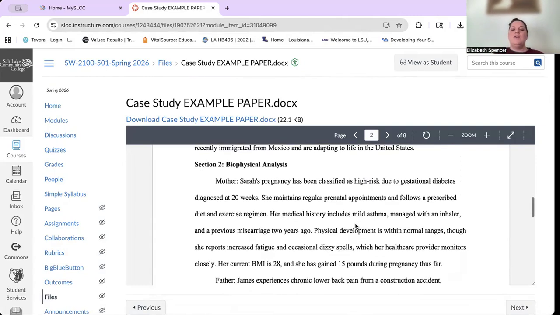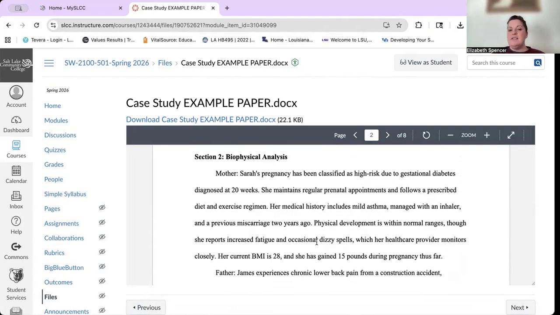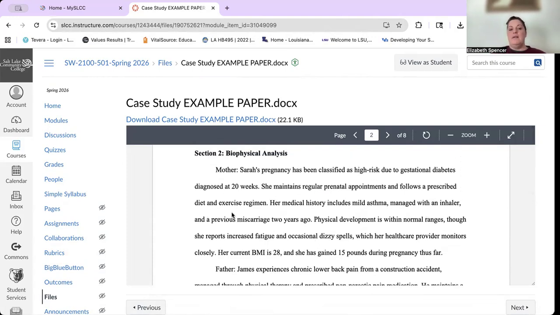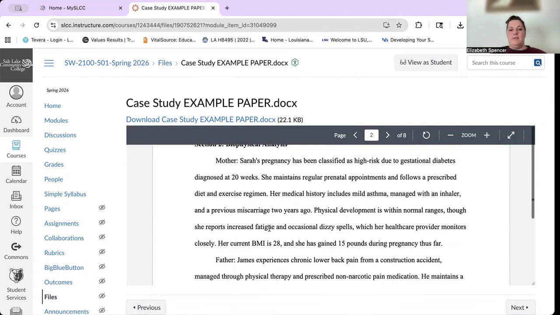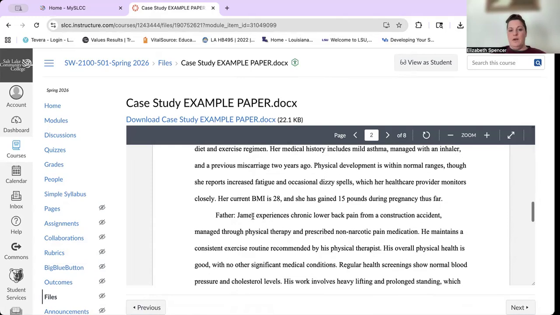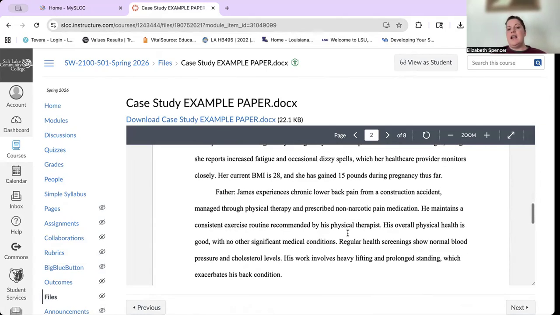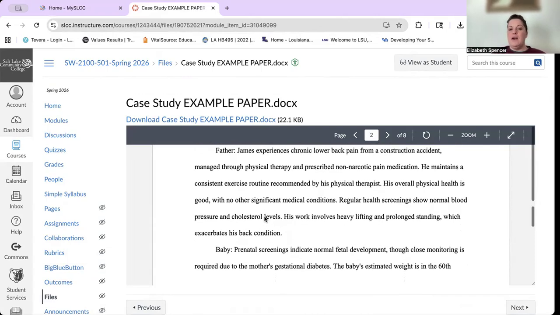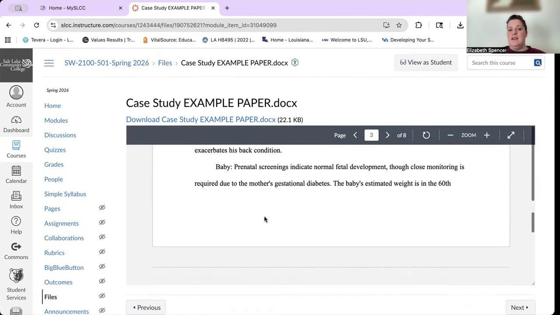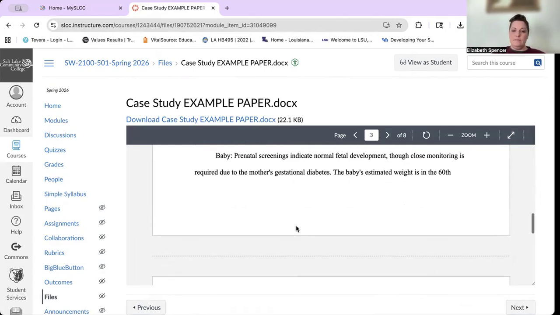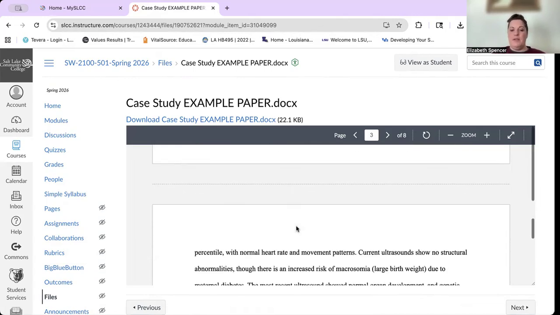Then you will write a biophysical analysis. So this is just going over what are the physical aspects that are happening right now, like how many weeks pregnant is the person, what's the medical history look like for the mother, what are some of her physical symptoms that are going on right now, and then also you're going to do a similar thing for the father, and the prenatal screenings and the prenatal care that's happening for the baby.